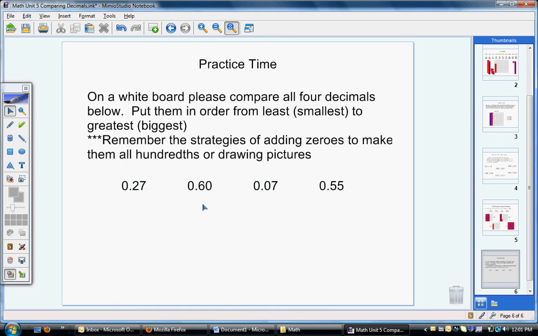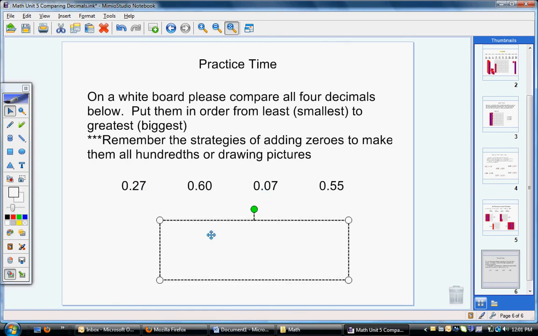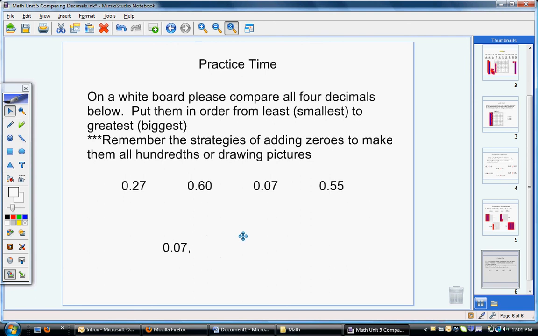7 hundredths is the smallest out of all of these, so I'm guessing that my smallest place value is going to be 7 hundredths. Now looking at the next ones, 27, 60, or 55. Well, 27 hundredths is smaller than 60 and 55 because the 2 is smaller than the 6 and the 5. So 27 hundredths would be the next smallest.